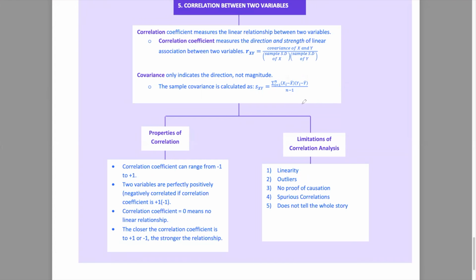To calculate covariance, we'll first calculate the mean of x and y, then subtract the mean from each data point to get the deviations. Now, multiply the deviations of x and y for each data point. Sum these products and divide by the number of data points minus 1. This process gives us the covariance between x and y.